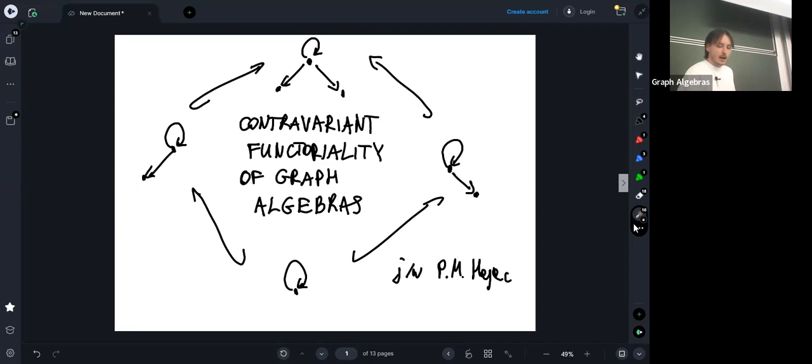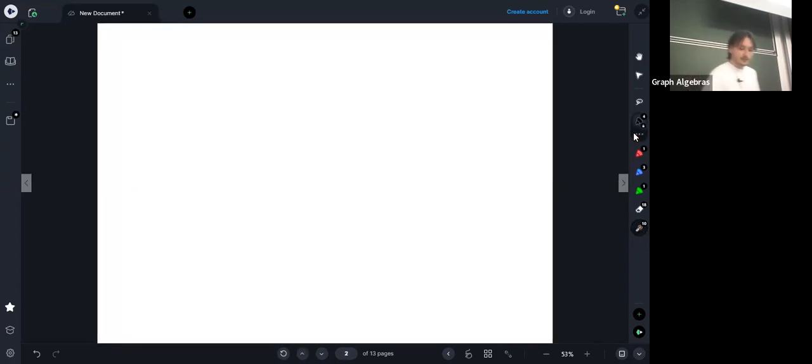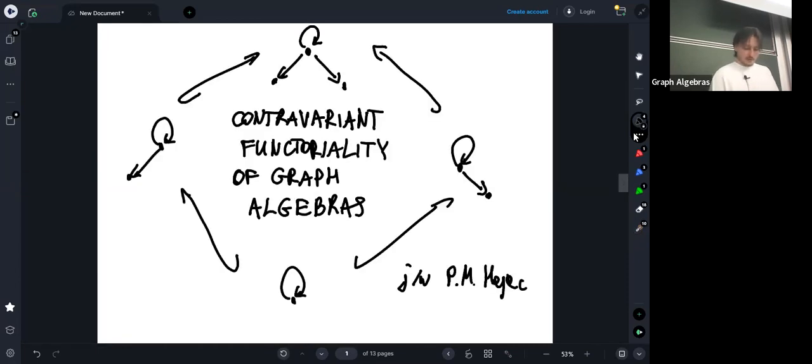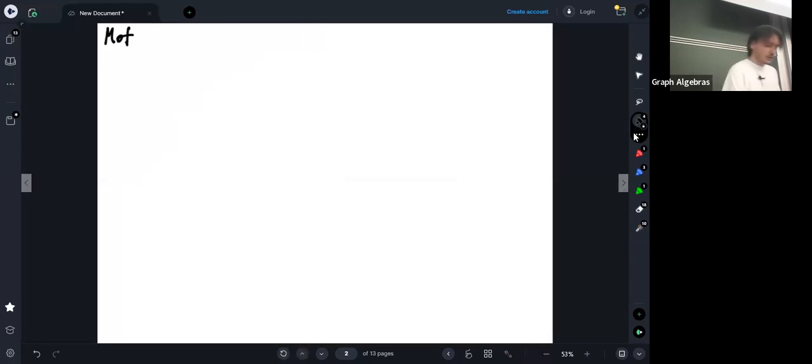Okay, so I want to start with motivation for this, and the motivation, just like for Piotr, because this is joint work with Piotr, by the way. I didn't know if I mentioned that. So we had this motivation coming from non-commutative topology, and examples coming from non-commutative topology.